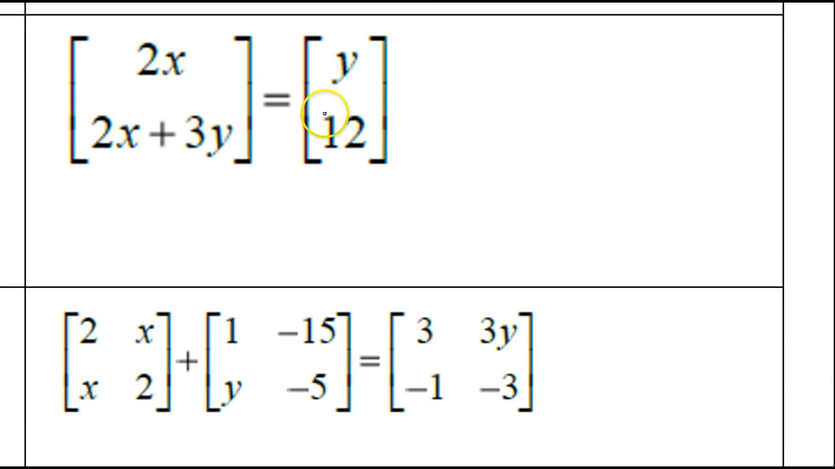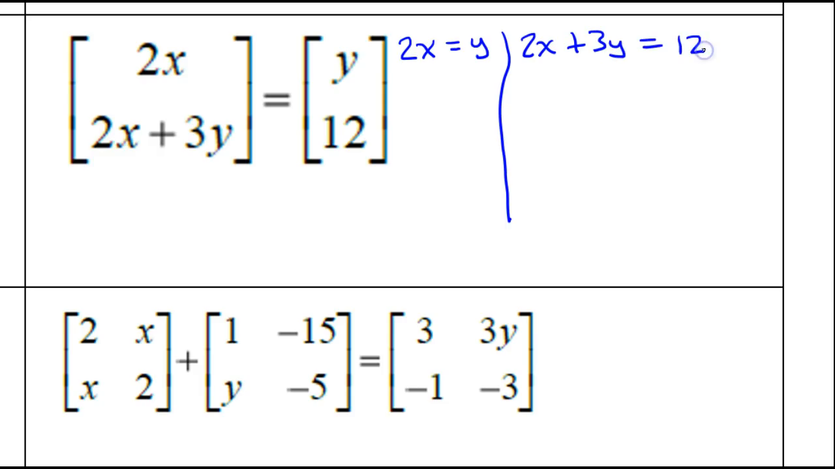If I do the same thing for this problem, it gets a little trickier. Please understand that this expression 2x plus 3y is a single element. This is a column matrix with only two elements, 2x and 2x plus 3y. So I can make new equations by setting each of the corresponding elements equal to each other. So one equation I can get is 2x equals y. Another equation I can get is 2x plus 3y is equal to 12.